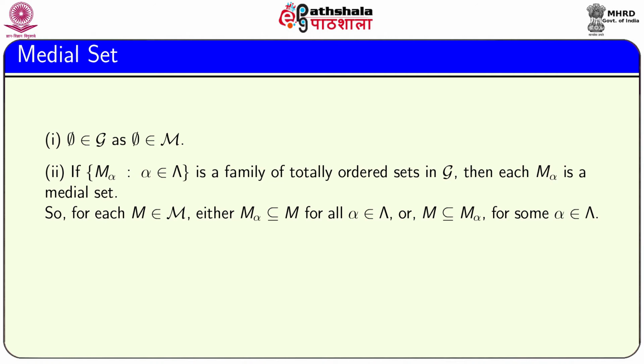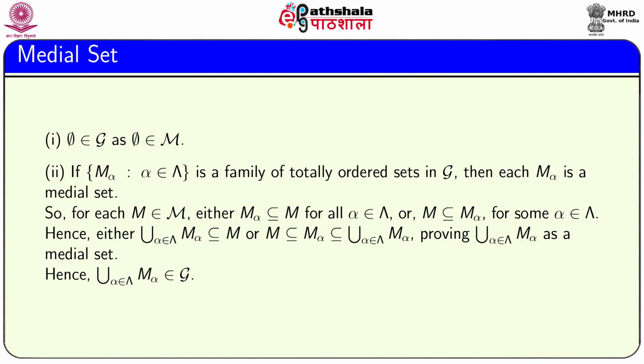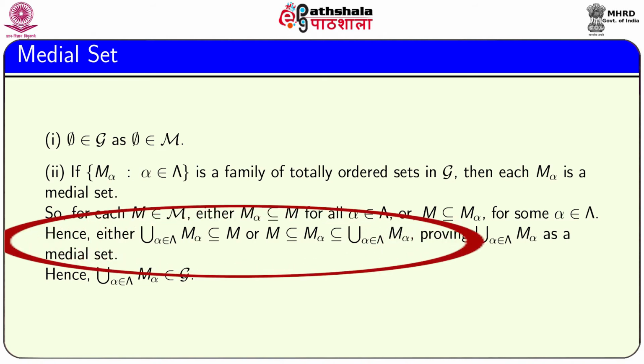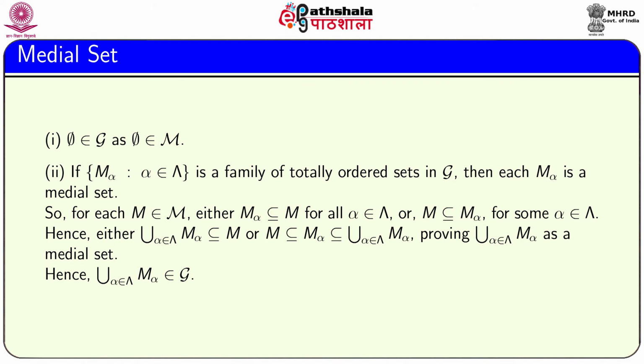If M alpha is a family of totally ordered sets in G, then each M alpha is a medial set, and so for each M belonging to script M, either M alpha is a subset of M for all alpha belonging to lambda, or M is a subset of M alpha for some alpha belonging to lambda. Hence, either union M alpha is contained in M, or M is a subset of M alpha, a subset of union M alpha, proving union M alpha is a medial set. Hence, union M alpha is inside G.